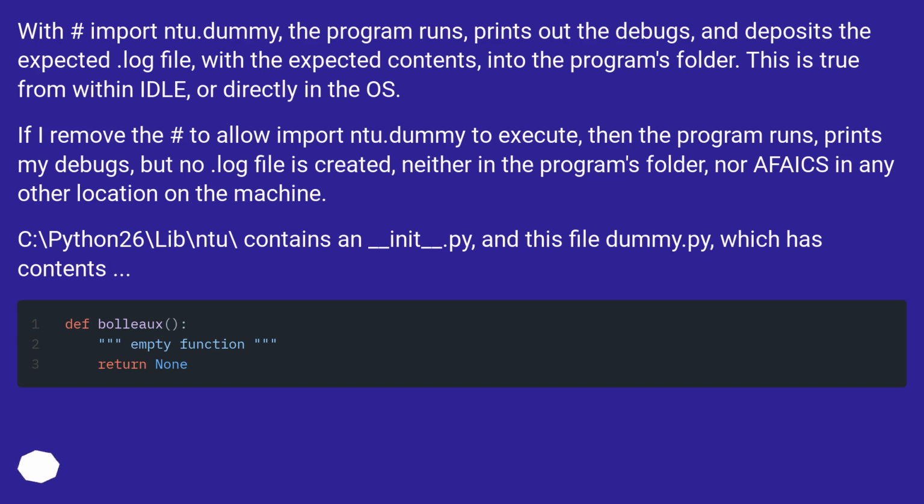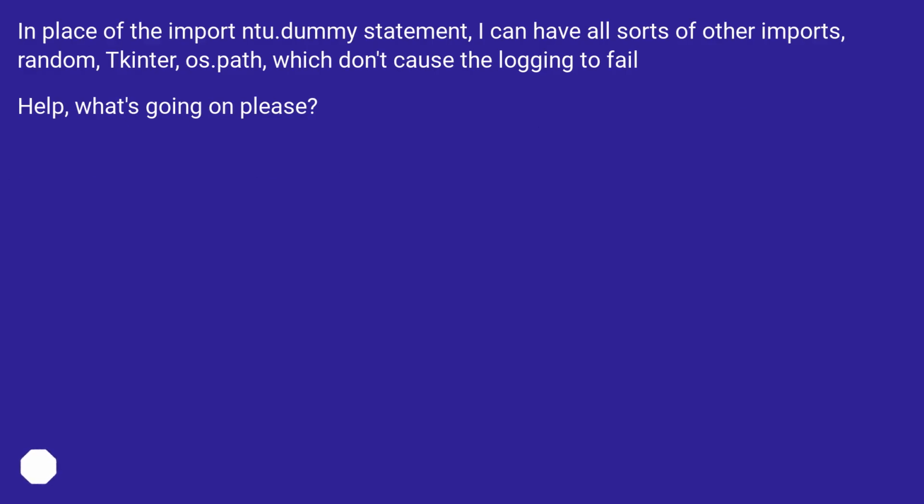C:\...\lib\nshoe\ contains an __init__.py, and this file dummy.py, which has contents. In place of the importantShoe.dummy statement, I can have all sorts of other imports, random, tkinter, os.path, which don't cause the logging to fail. Help, what's going on please?